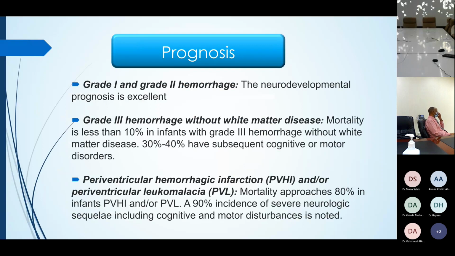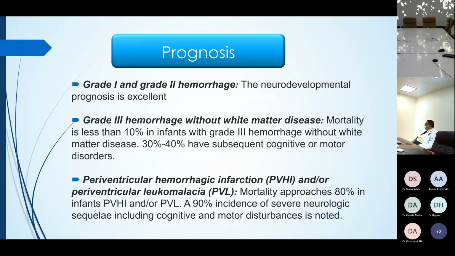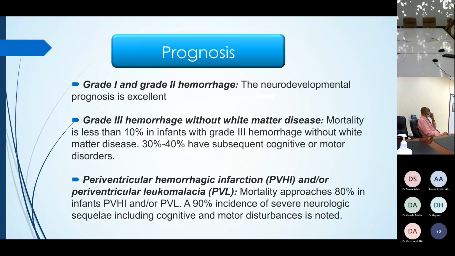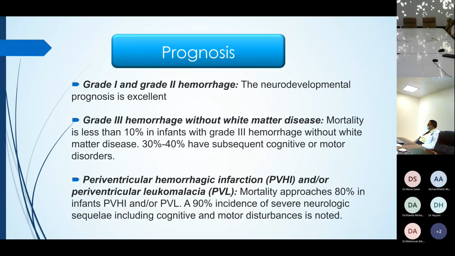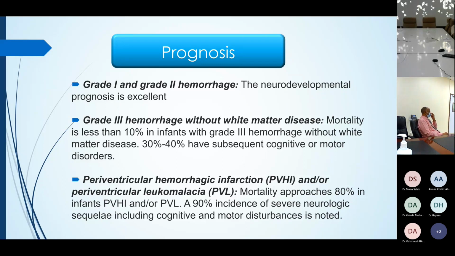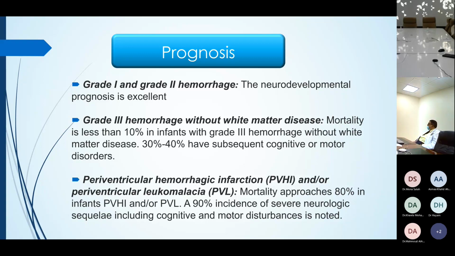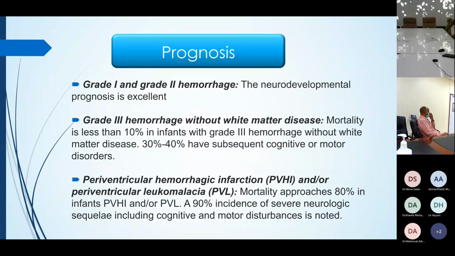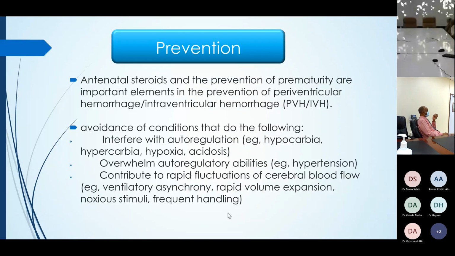The prognosis depends on the grade. For grade 1 and grade 2 hemorrhage, the neurodevelopmental prognosis is excellent. Grade 3 without white matter disease, mortality is less than 10%, and 30 to 40% have subsequent cognitive or motor disorders. Grade 4, or periventricular hemorrhagic infarction, mortality approaches 80% of infants, and there is 90% incidence of severe neurological sequelae, including cognitive and motor disturbances in those babies.